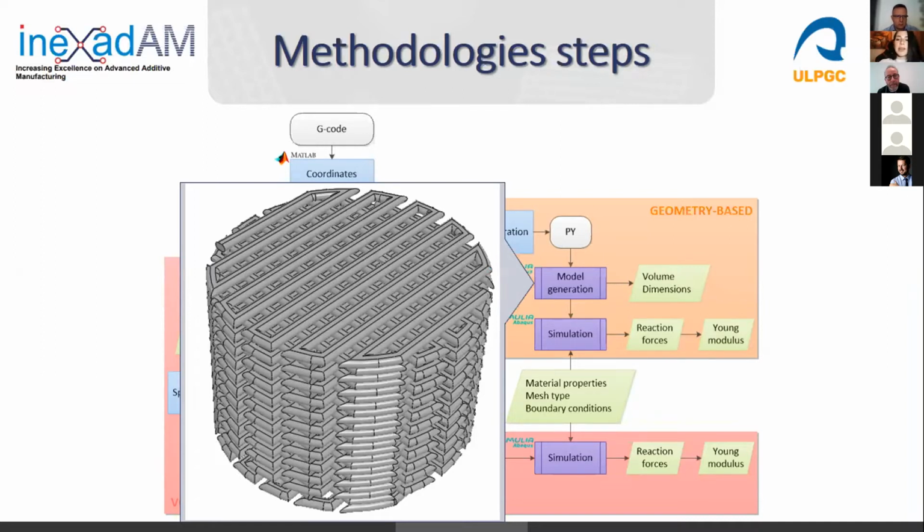With this model, we can measure the volume and the dimensions. And after that, we can define the material properties. In this case, in the scaffold, we select the PCL material, the mesh type, which we mesh this scaffold with tetrahedral mesh, a quadratic or a linear tetrahedral mesh, and the boundary conditions.